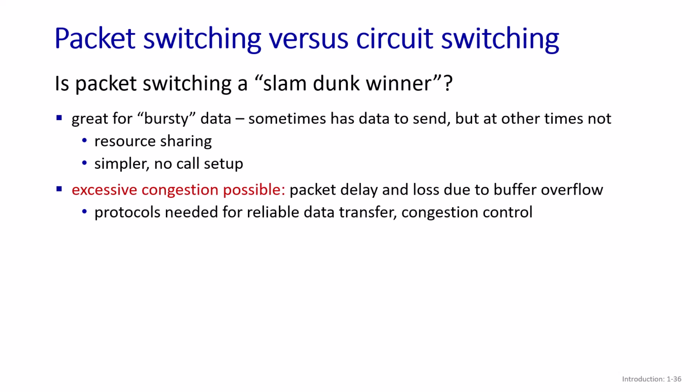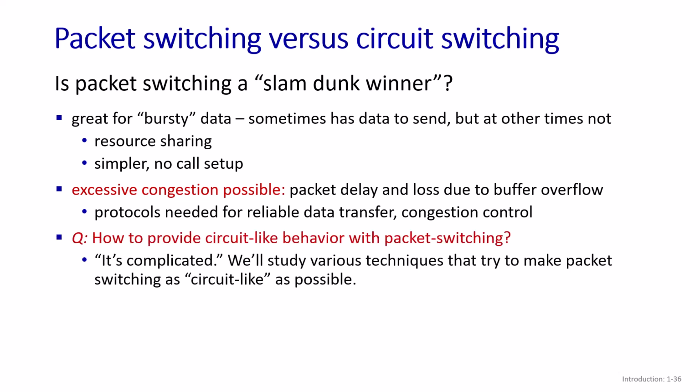But in packet switching, there's also the possibility of having excessive congestion. So because of that, we may have packet delays and packet loss due to buffer overflow, and therefore we need protocols for reliable data transfer and for congestion control. Now, TCP, the Transmission Control Protocol, helps with that, and there are some other protocols where we can overcome certain problems related to congestion. So, is it possible to provide circuit-like behavior with packet switching? Well, it's possible, but it's also a little bit complicated, and we are going to study various mechanisms that we can try to make packet switching act like circuit switching. And we have protocols for that as well.